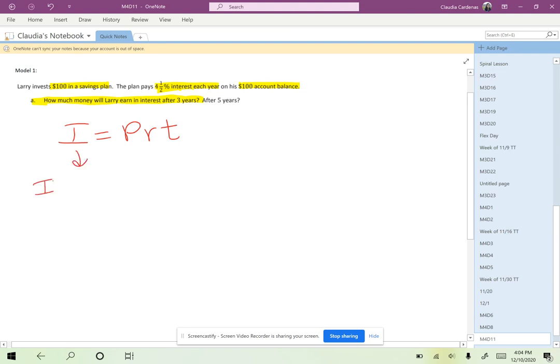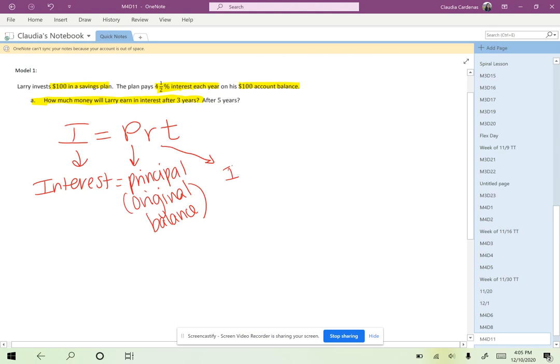I stands for interest. P is the principal, or the original balance. So let's write that below: the original starting amount of money. And then the R is going to be the interest rate, which we know is given as a percentage. And then the T is going to be the time in years. We mostly talk about the time in years.